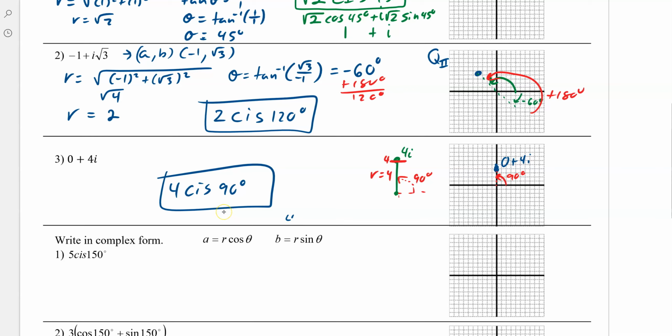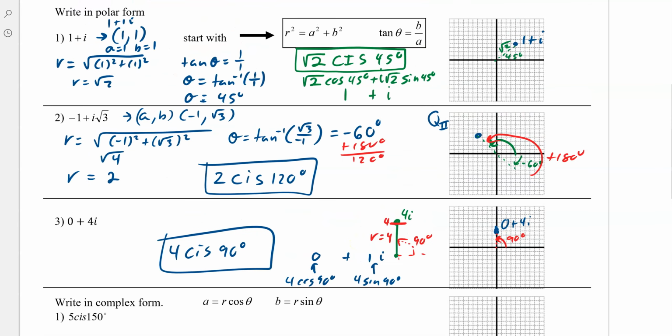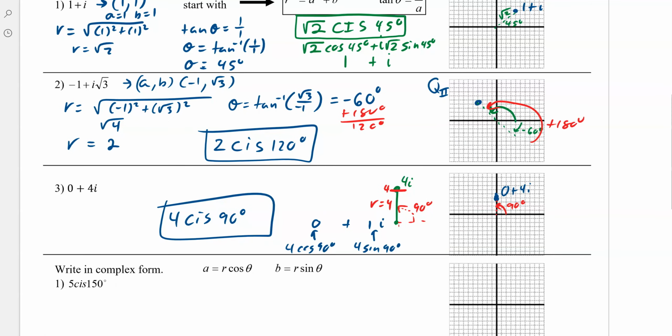See? So for cosine of 90 degrees, this is 0. And then for sine of 90 degrees, this is 1. And so there it is, because it's cosine I sine. So this would be 0 and 1i. And there you have it. So every single one, same thing.